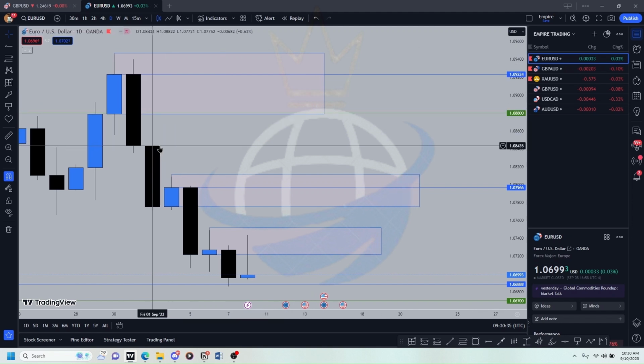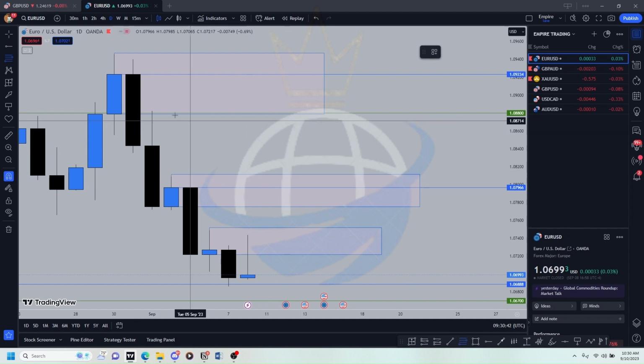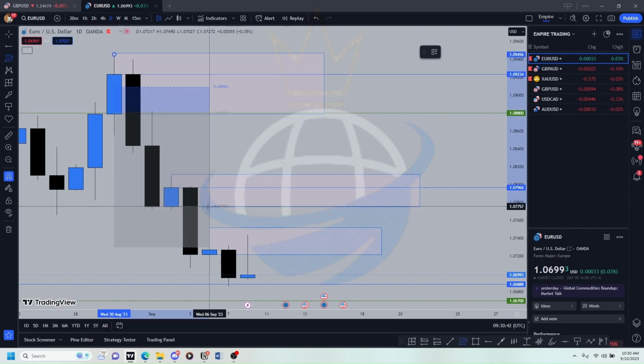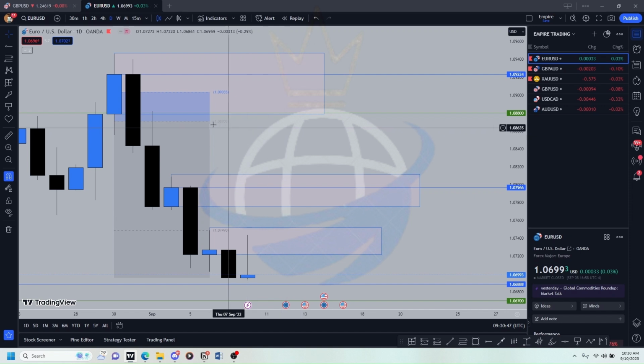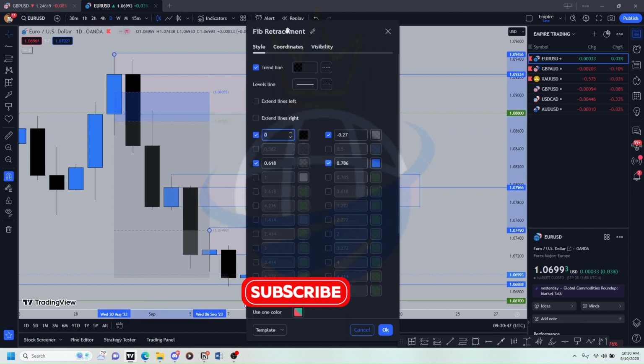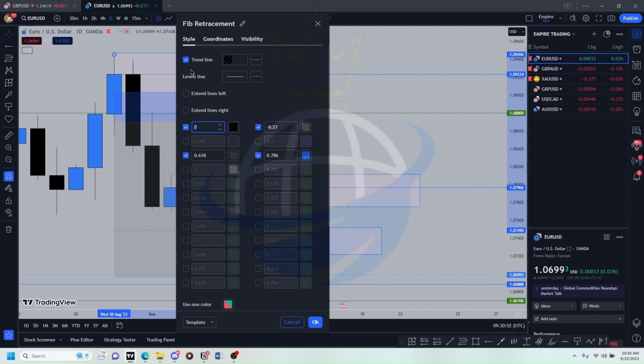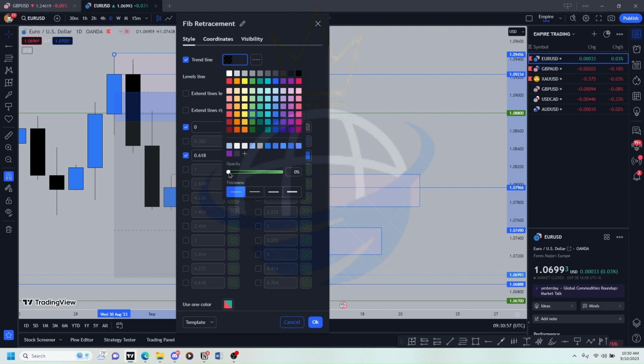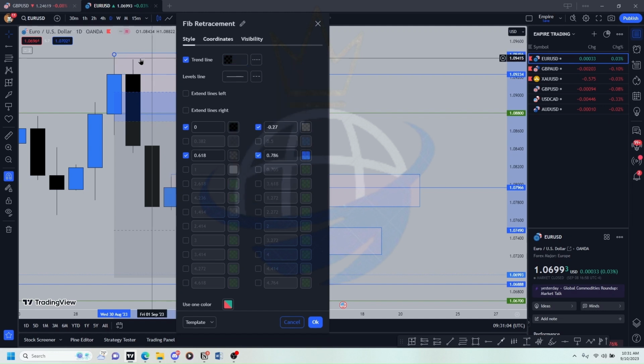With Fibonacci, what we're simply doing, okay, before that, this is the Fibonacci I'm using. So if you want yours to be like this, here is the configuration. My trend line is off, so I'm not using this trend line thing. It's off because I can locate the two points I placed it to with my eyes.